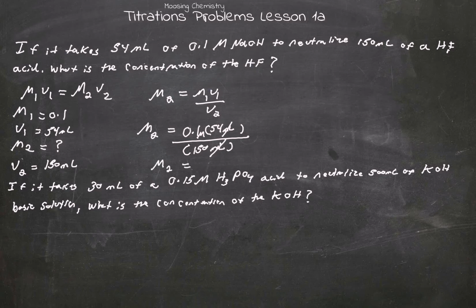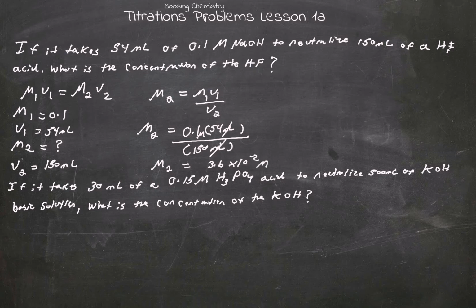So we look at 0.1 times 54 divided by 150, and we get 3.6 times 10 to the negative 2 for molarity.